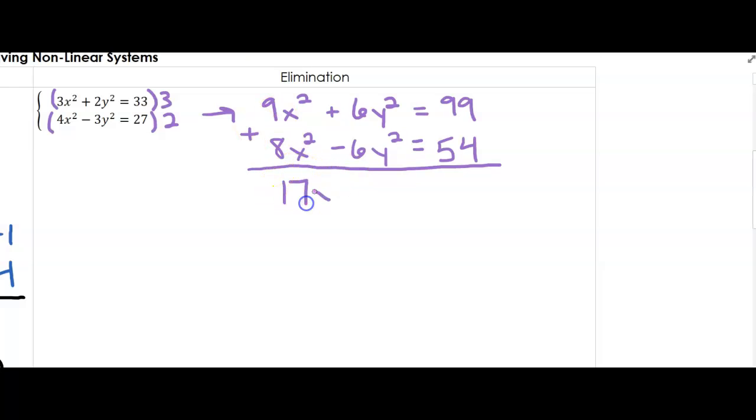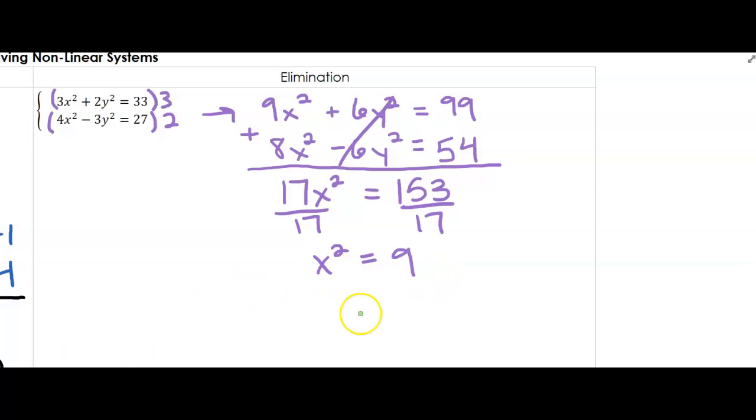So I get 17x squared. My y squared terms cancel out, so that is equal to 99 plus 54, that's going to be 153. Next, of course, divide both sides by 17 so that I get x squared to be equal to, not going to lie, definitely needed to use a calculator there. So 153 divided by 17 is 9.